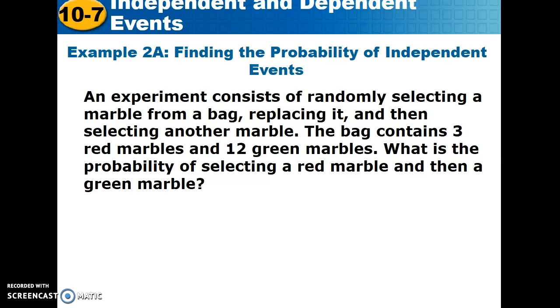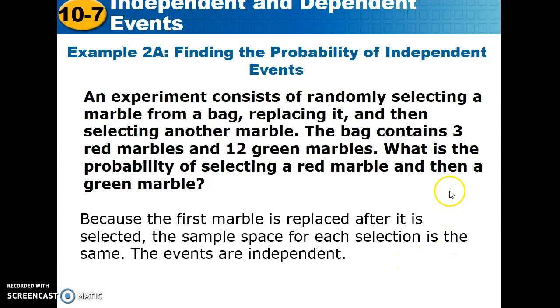An experiment consists of randomly selecting a marble from a bag, replacing it, that's the important key phrase, and then selecting another marble. The bag contains 3 red and 12 green. Well, we want to find out the probability of selecting a red marble and then a green marble. We have to first determine, are these independent or dependent events? Well, in this case, we have replaced the marble that we chose, so the sample space for each one is the same, meaning we have an independent situation because the marble was replaced.